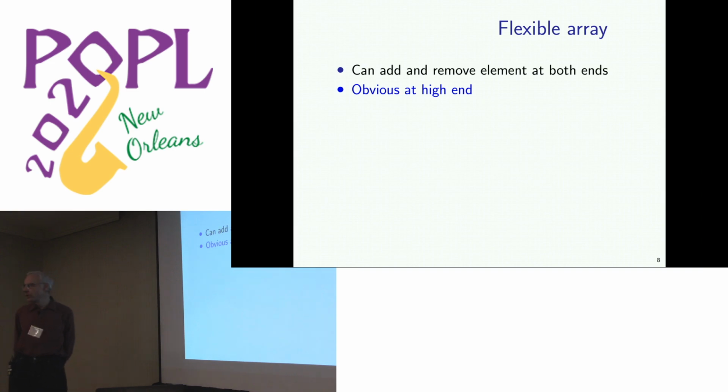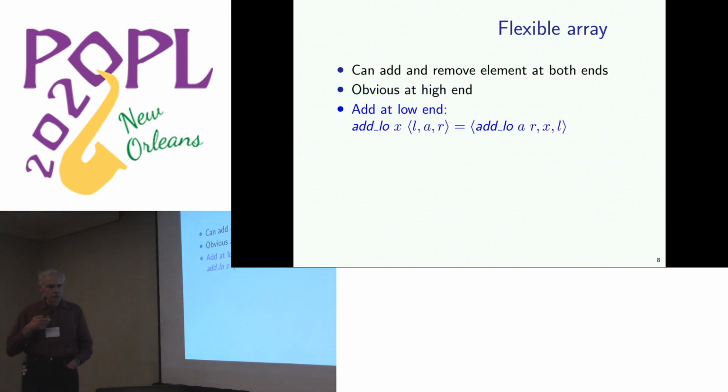And it's pretty obvious you can do it easily at the high end. I showed you that when I incrementally constructed those trees, I just added one more element. But why can you also easily add and remove them at the low end? Let me show you the add function. So if you want to add the element x to this tree here at the low end, that means it should have index 1 afterwards, and everything else should be shifted. And so if it has index 1 afterwards, it should be the root of the tree.